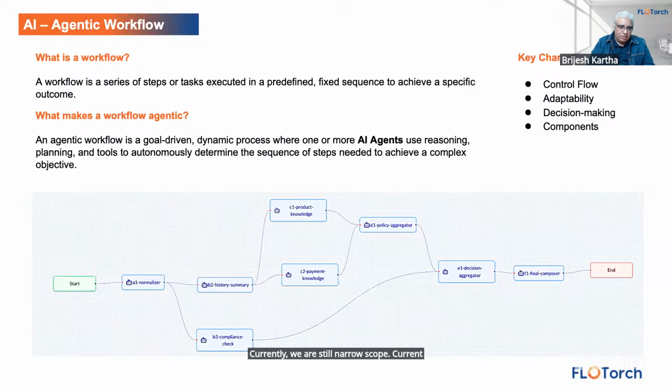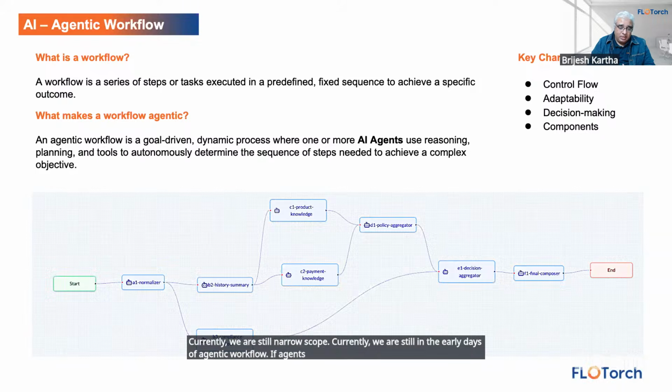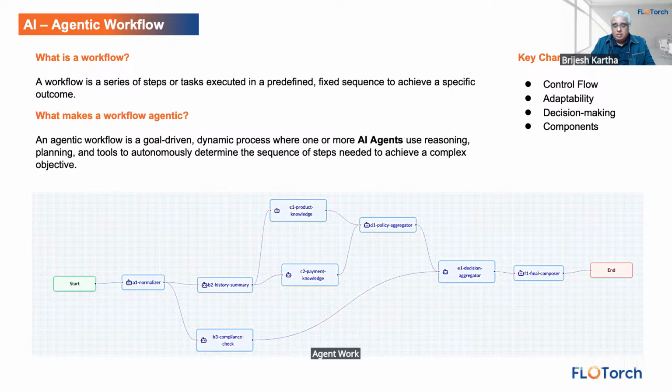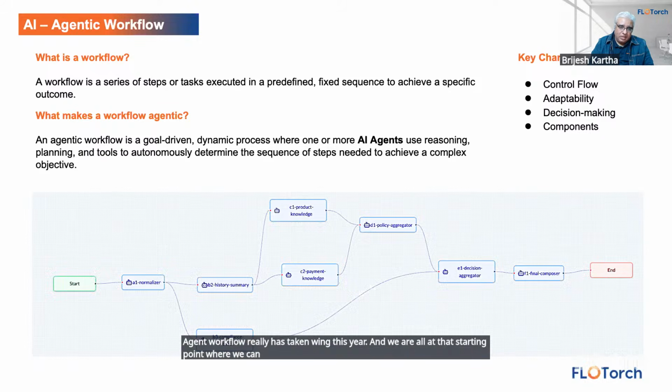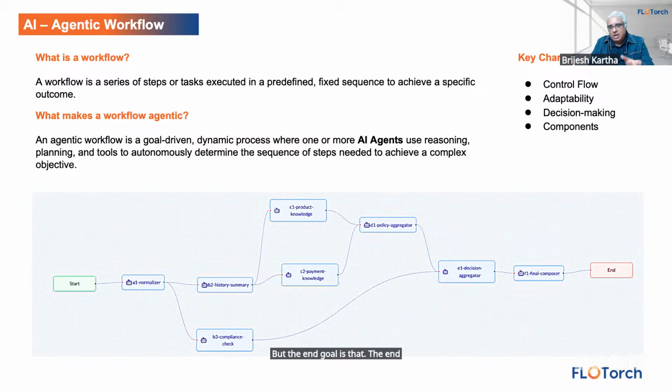Currently, we are still in the early days of agentic workflow. If agents have been happening for the last 2 or 3 years, agentic workflow really has taken wing this year. And we are all at that starting point where we can try a lot of things. But the end goal is that if you have certain agents which can do certain things, and then you have an orchestrator agent, for example, who knows about these agents, then they should be able to call the agents and control the agents as they want to. So that is what the workflow would be when it's truly agentic, in which case the tool is autonomously deciding the process sequence and not the designer, unless the designer very, very narrowly scopes it.